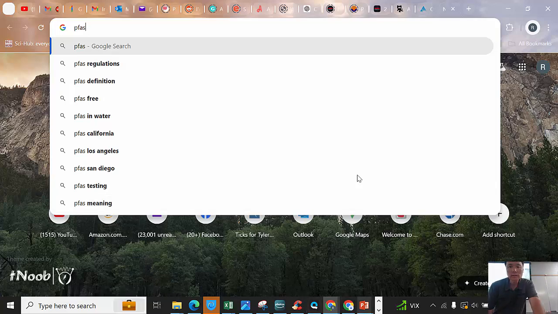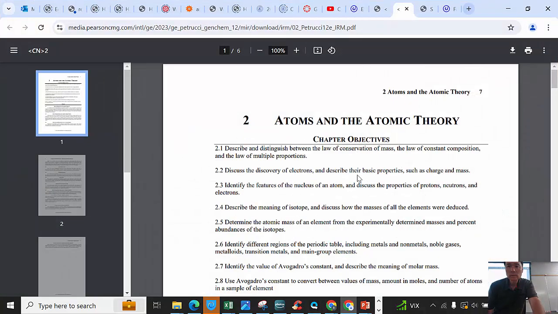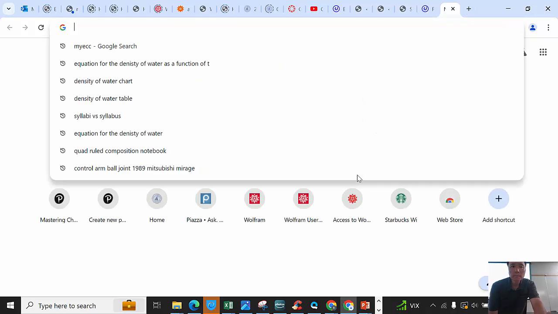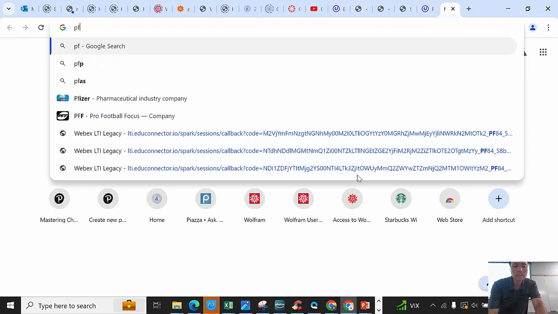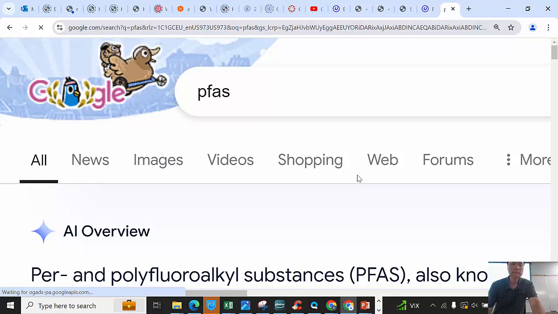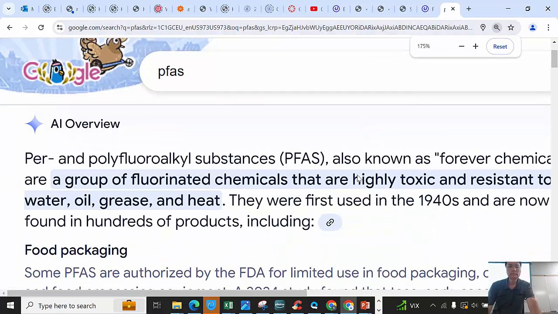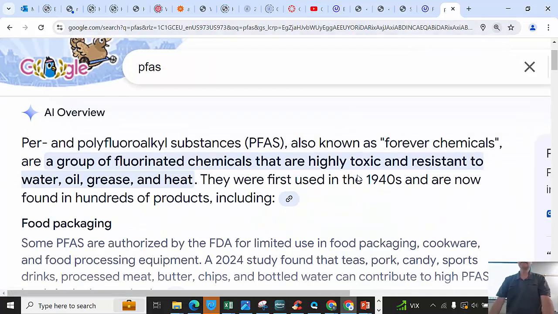Actually, let's go back. These have been banned. This is just recent, in the last 2 years, they've been banned. But they're per- and polyfluoroalkyl substances, PFAS, also known as forever chemicals. You've heard of the forever chemicals?